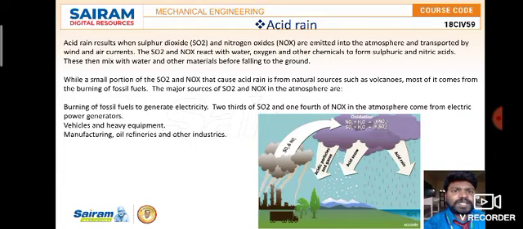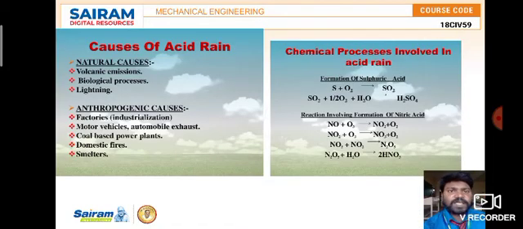So burning of fossil fuel, how does it happen? The burning of fossil fuels to generate electricity: two-thirds of sulfur dioxide and one-fourth of oxides of nitrogen in the atmosphere come from electric power generators. Next is vehicles and heavy equipment, and then manufacturing, oil refineries and other industries. So here we have seen the causes of acid rain.